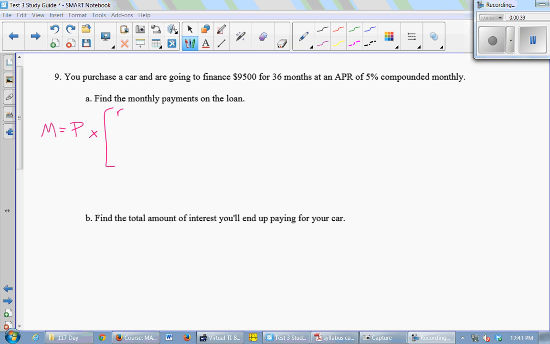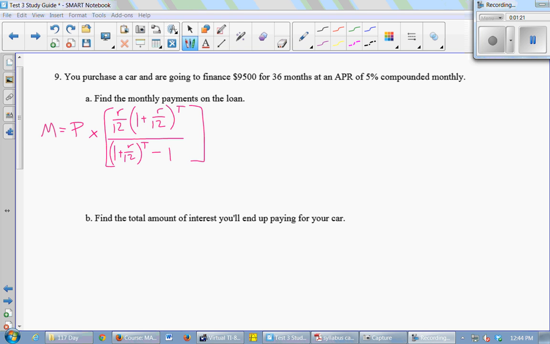So we've got R over 12 times 1 plus R over 12 to the T, divided by 1 plus R over 12 to the T minus 1. All right, and now we just need to identify what all these letters are so that we can plug in the appropriate numbers. So M is the monthly payment, so that's what I'm looking for. So I need to be able to figure out what P, R, and T are and plug them in to calculate the monthly payment.